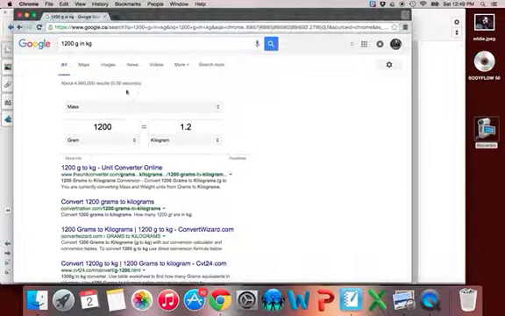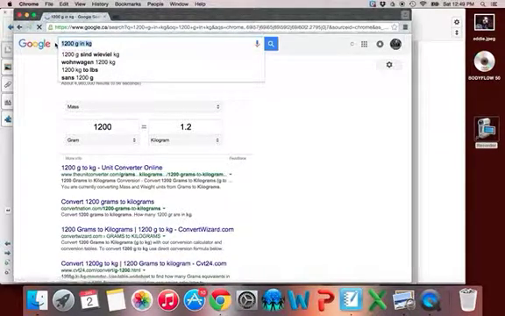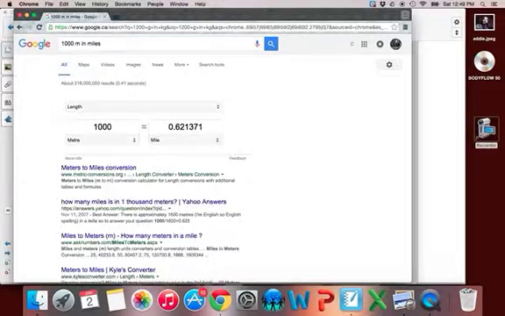Say I want to do a different unit conversion that's not mass. Let's say distance. Let's say 1,000 meters in miles. There you go. Okay, so your unit conversions, and you can always do this if you need to. Generally, you can just use the unit converter.